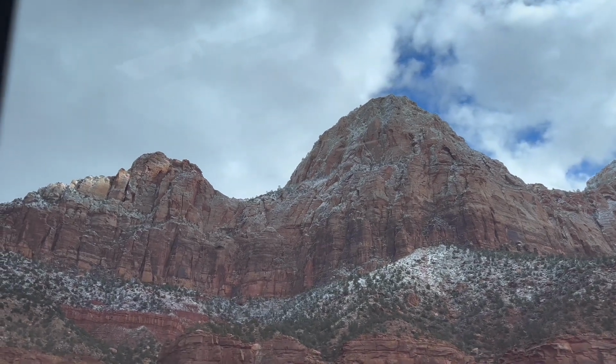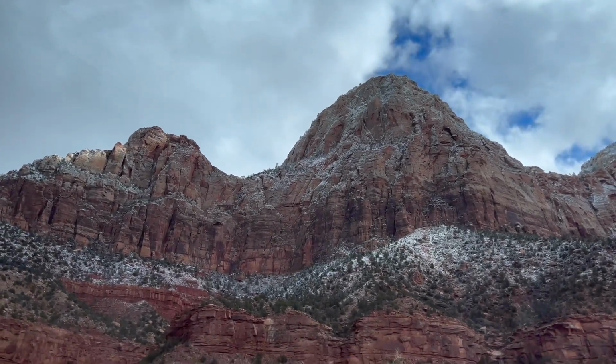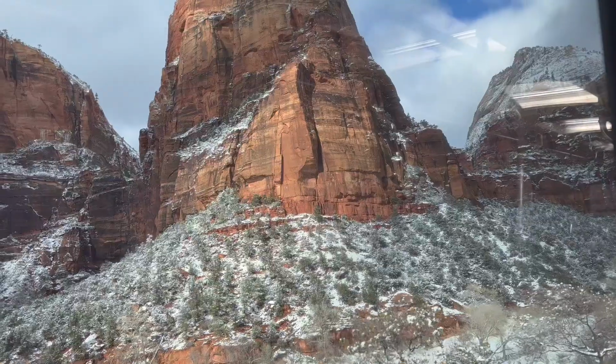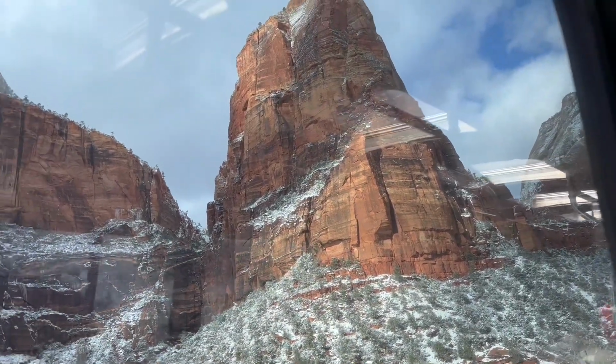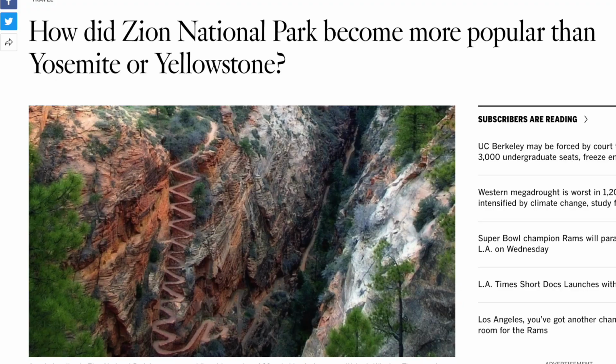When COVID first started, they experimented with a ticketing system for the Zion Shuttle. Currently, that is not in place, but you do want to check the park website just to see if they have any changes in the future, because this park is going through a lot of changes. As I mentioned, the crowds are really exploding at Zion, even more than any of the other national parks. I think Zion is probably growing the most in terms of visitors.